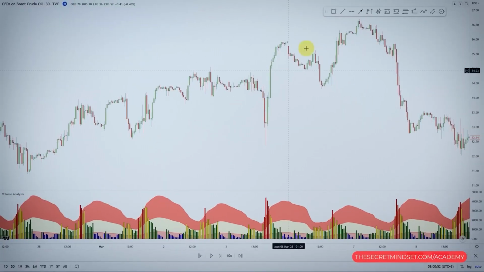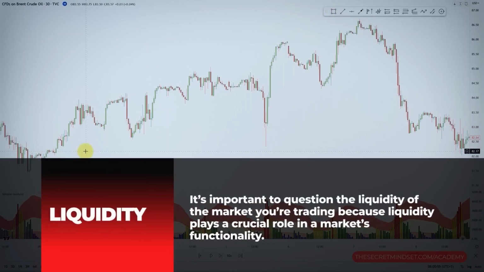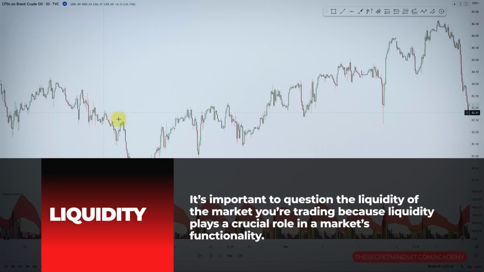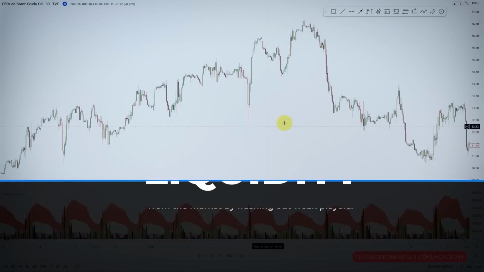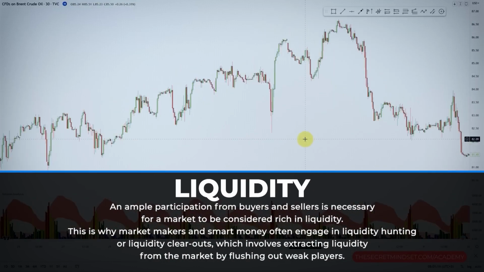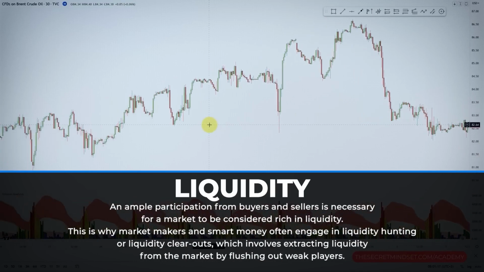In the world of smart money, it's important to question the liquidity of the market you're trading. Whether you're trading the Euro USD or Bitcoin or Amazon, liquidity plays a crucial role in a market's functionality. In fact, ample participation from buyers and sellers is necessary for a market to be considered rich in liquidity. And this is why market makers and smart money often engage in liquidity hunting or liquidity clearouts, which involves extracting liquidity from the market by flushing out weak players.